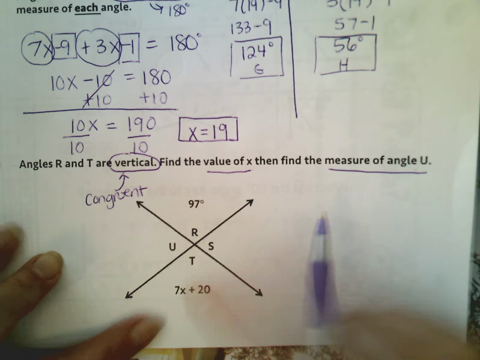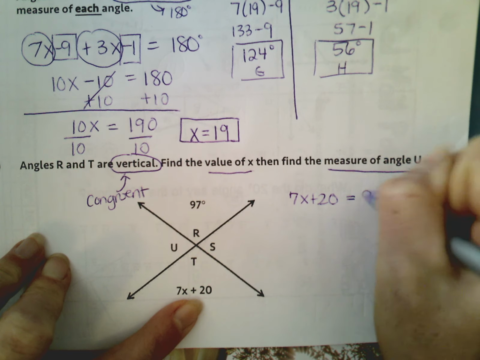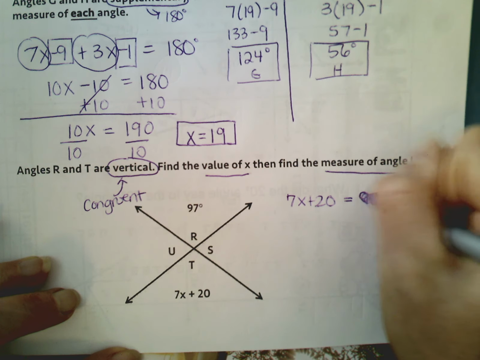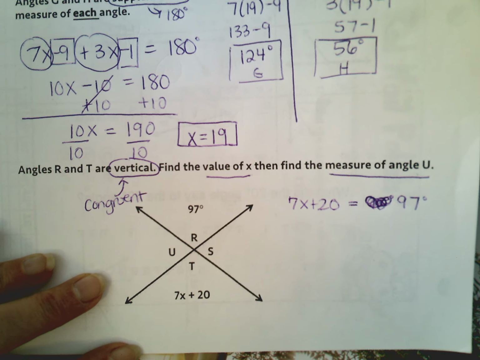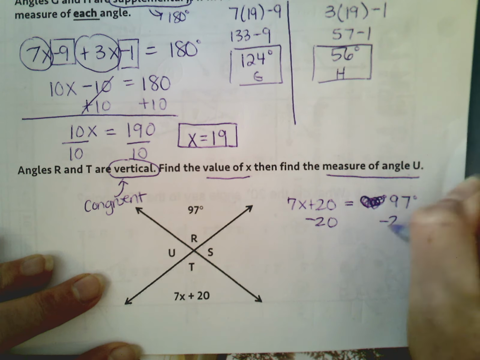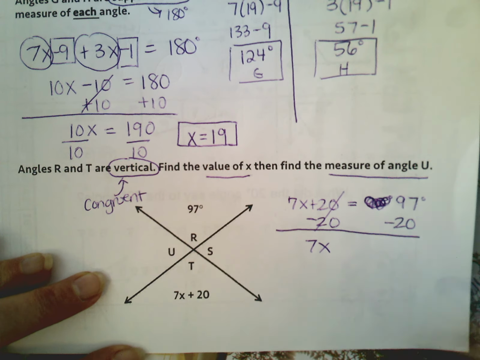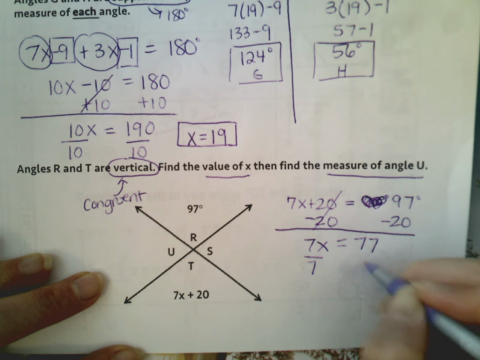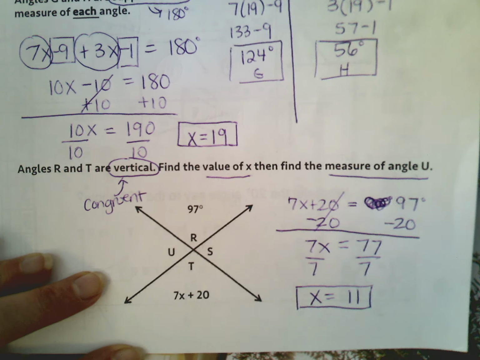So I'm going to set this up. So 7x plus 20 is equal to 97 degrees. Okay, and this is just already set up as a basic two-step equation. So we're going to subtract 20 from both sides, eliminating my 20s, and leaving me with 7x equals 77. Last inverse step is to divide by 7 on both sides, and my x value is 11.